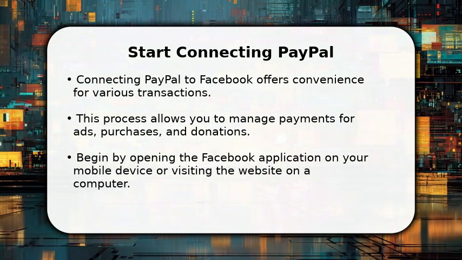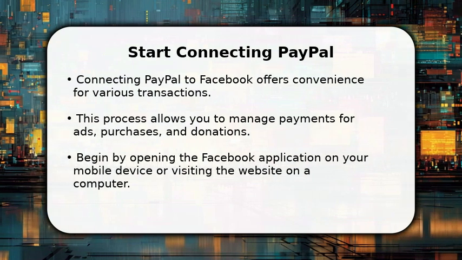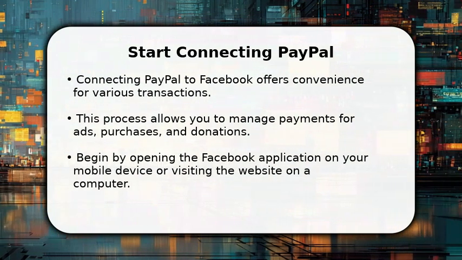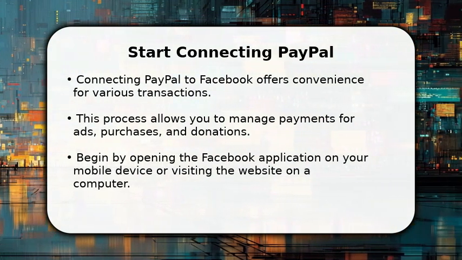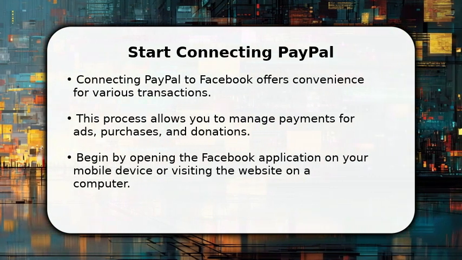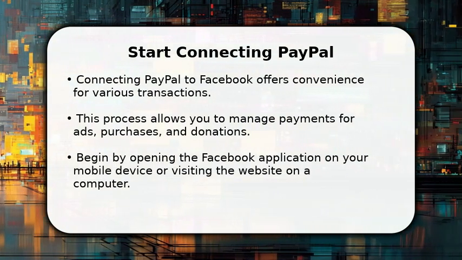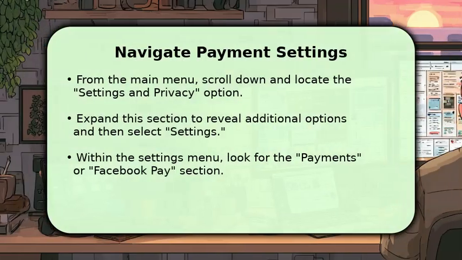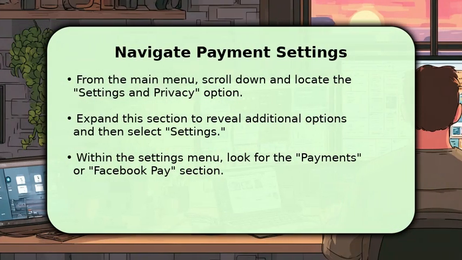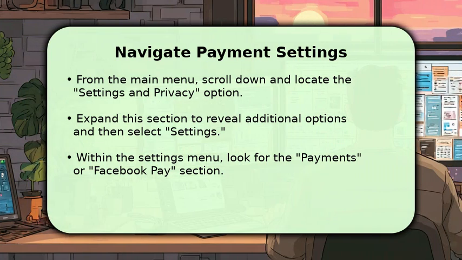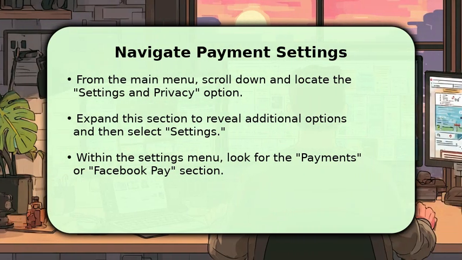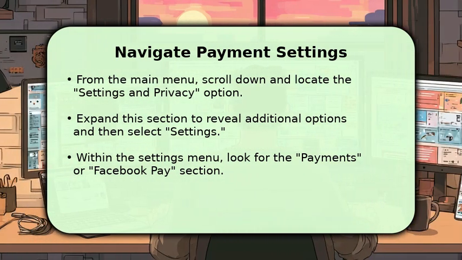This menu is often represented by 3 horizontal lines, or sometimes your profile picture, typically found in the top or bottom right corner. This is your starting point for managing account settings. After opening the main menu, scroll down until you find the Settings and Privacy option and then tap on it. Next, select Settings from the expanded list.